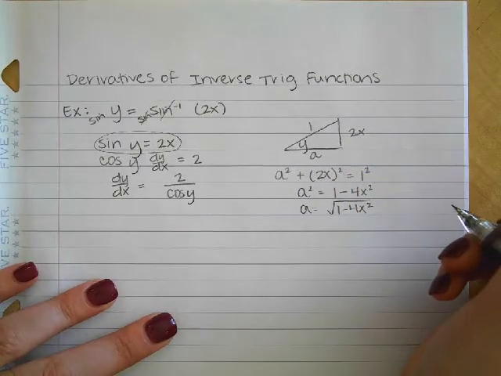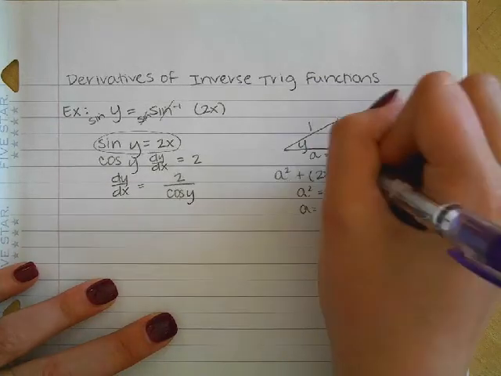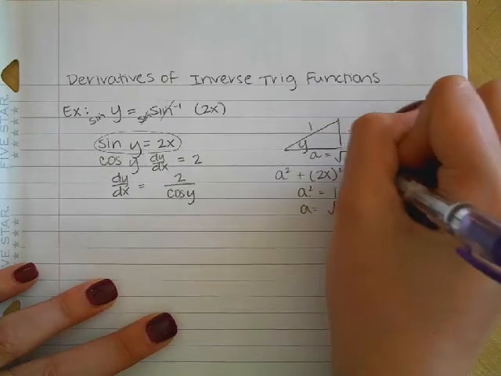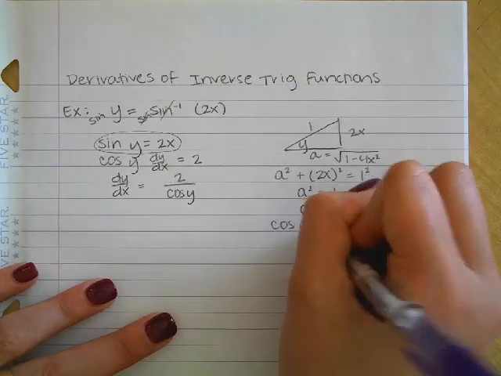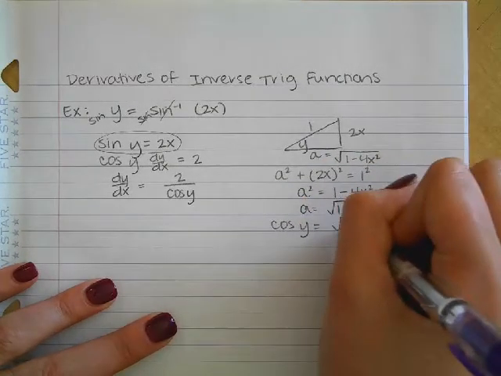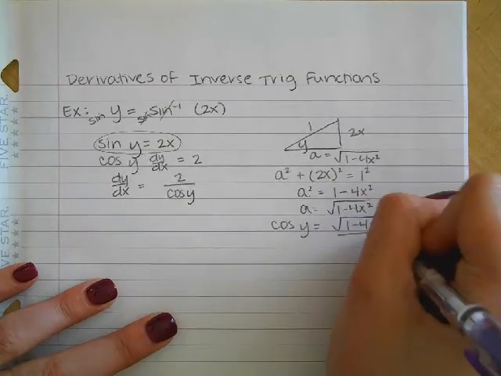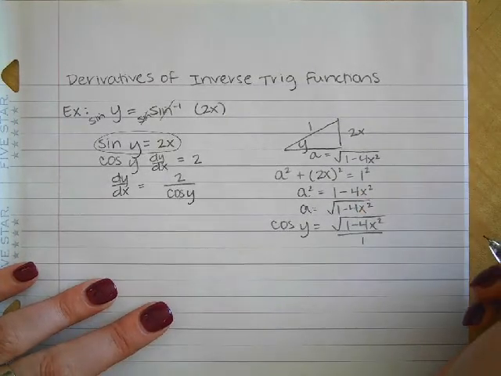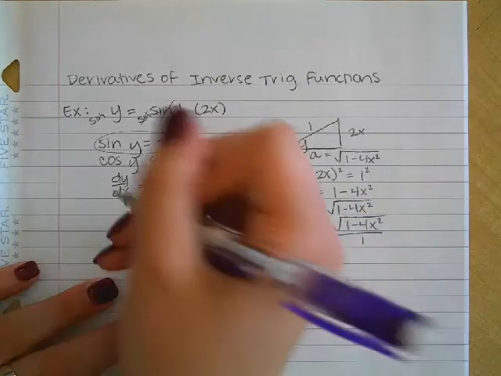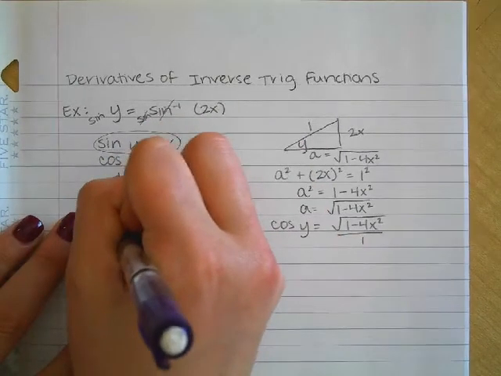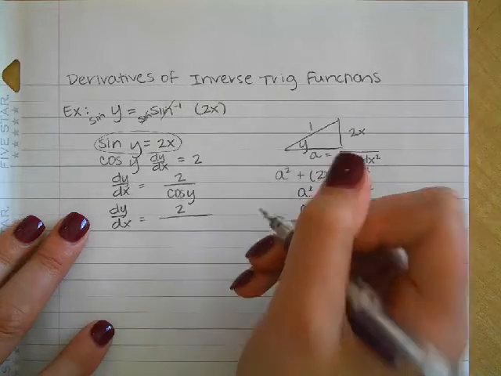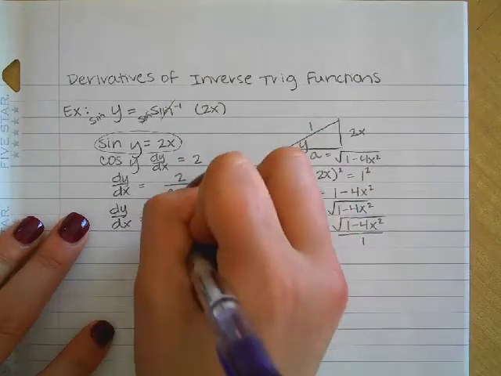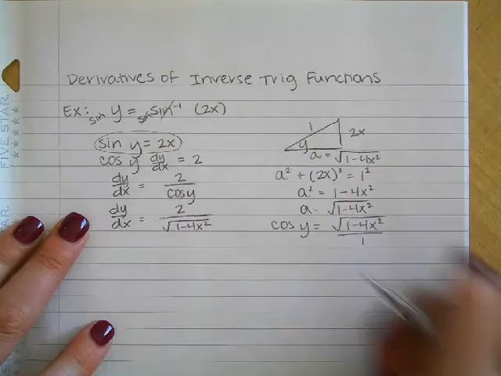Okay, so now I can say that cos y is the square root of 1 minus 4x squared divided by 1, and I don't really need that 1 in there. So now I can do that substitution. And so my derivative is 2 over the square root of 1 minus 4x squared. And I'm finished.